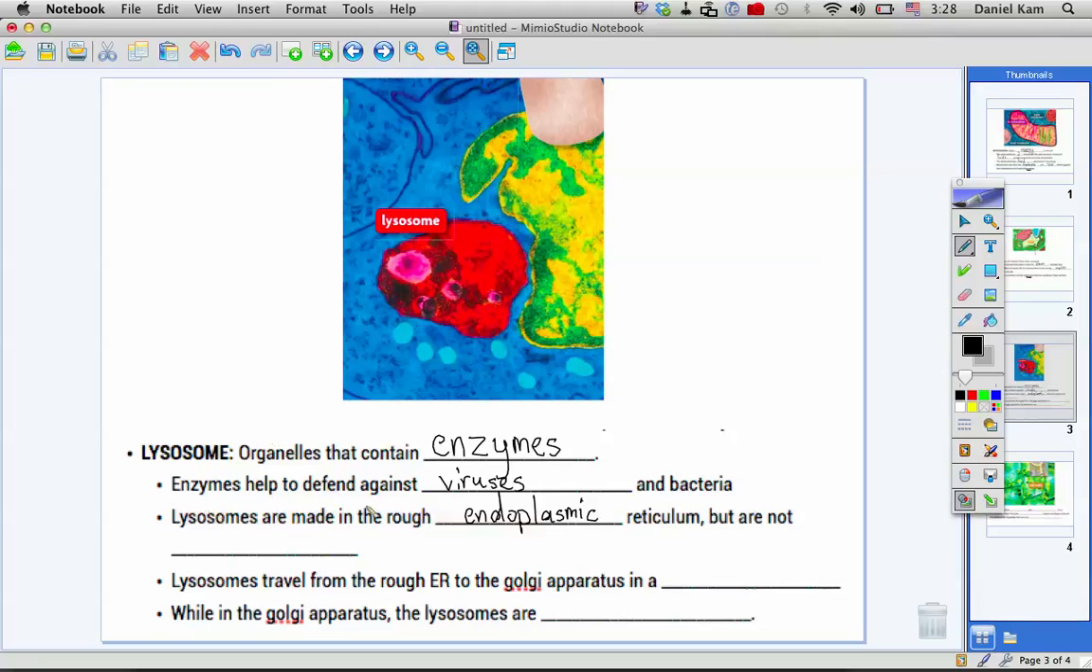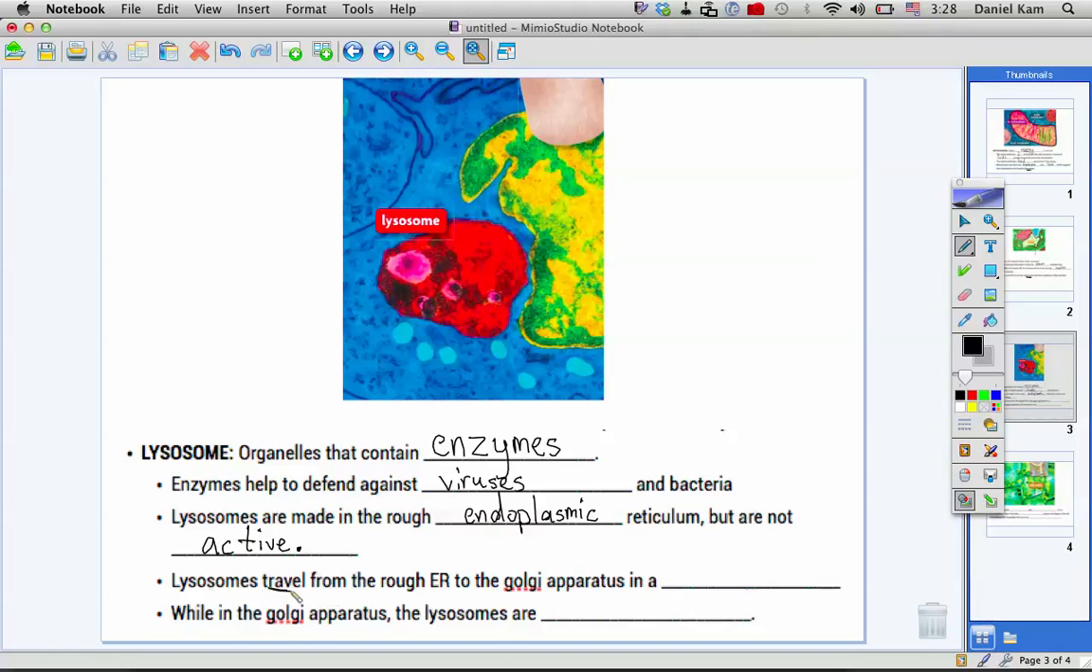But even though they are made in the rough endoplasmic reticulum, they are not active. In other words, if you are active, that means you're doing a lot of sports or you're running around a lot. Lysosomes are inactive at this point. When they're made in the ER, or the rough endoplasmic reticulum, they are not yet active. They're just waiting for someone to tell them what to do.